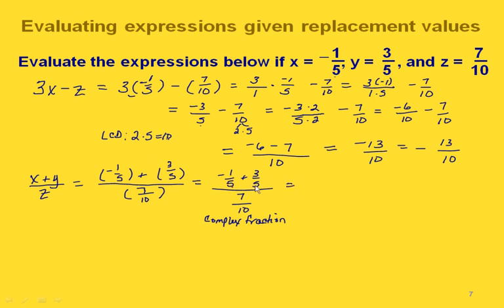Luckily, these two are like fractions since they both have a denominator of 5. So that gives us negative 1 plus 3 on the top and 5 on the bottom. And we still have our 7/10 down here. Negative 1 plus 3 would be 2. That gives us 2/5 divided by 7/10. And if we are dividing fractions, we have to turn this into a multiplication and flip over our second one. That gives us 2/5 times 10/7.